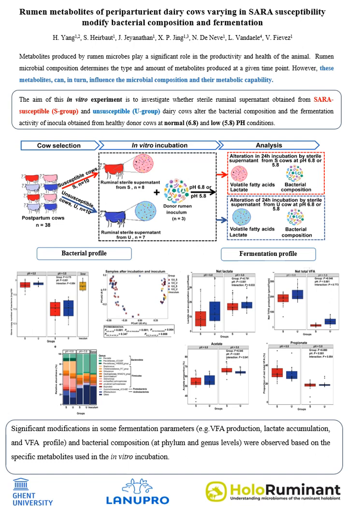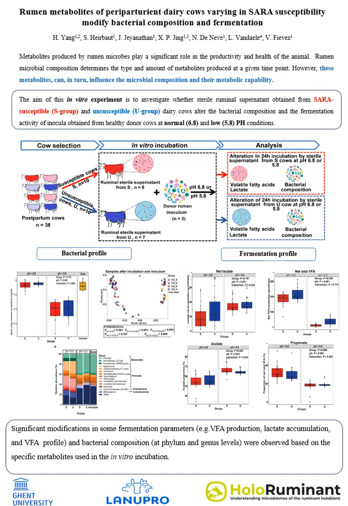The net lactate accumulation of SARA unsusceptible cows at pH 6.8 was higher than that of SARA susceptible cows, but we didn't observe any differences between groups when microbiota were exposed at pH 5.8. Compared to exposure to supernatant from SARA susceptible cows, microbiota exposed to supernatant from unsusceptible cows produced or tended to produce more volatile fatty acids.